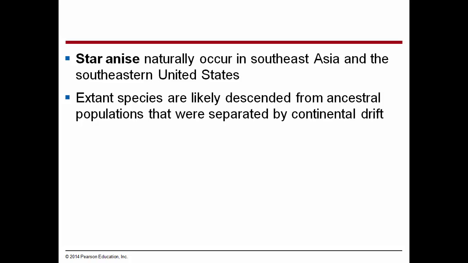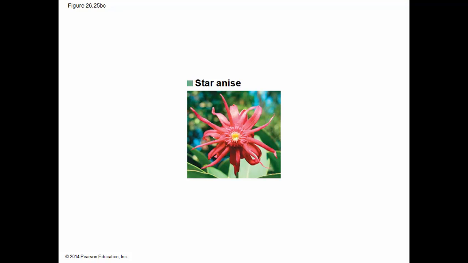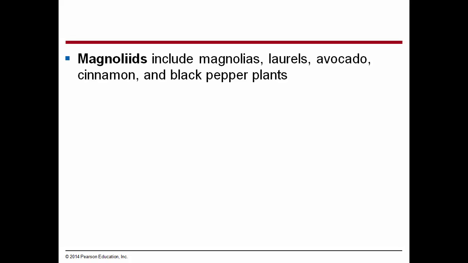Star anise naturally occur in Southeast Asia and southeastern United States. Extant species are likely descended from ancestral populations that were separated by continental drift. Magnoliids, including magnolias, laurel, avocado, cinnamon, and black pepper plants.